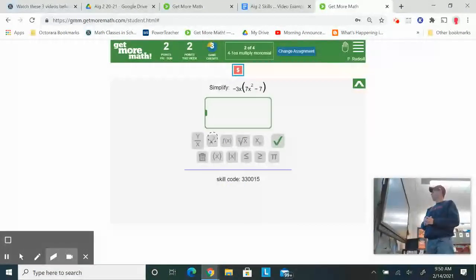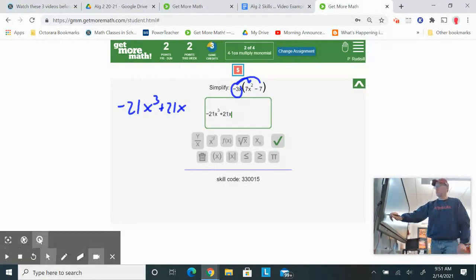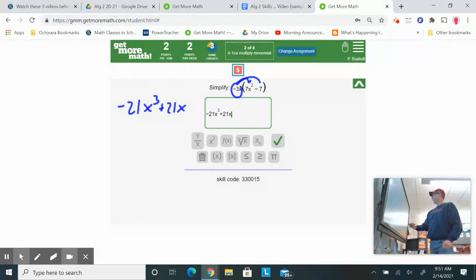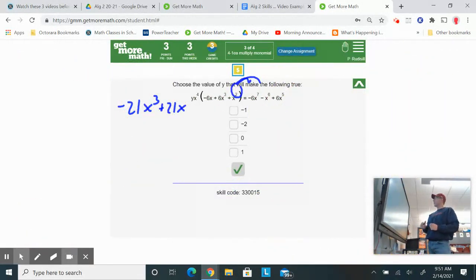Let's do one more for the video. Negative 3 times 7x squared is negative 21x to the third. Negative 3x times negative 7 is 21x. I'll type that in just the way it is. It's already written in descending powers. And moment of truth. Okay, let's take a look.